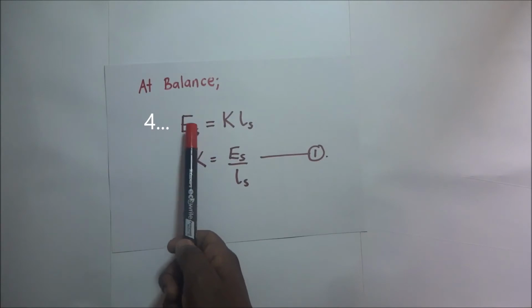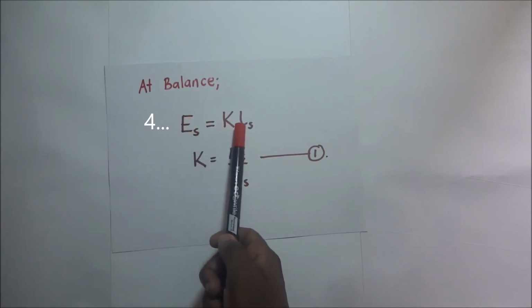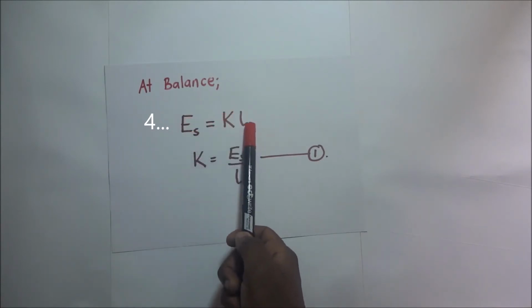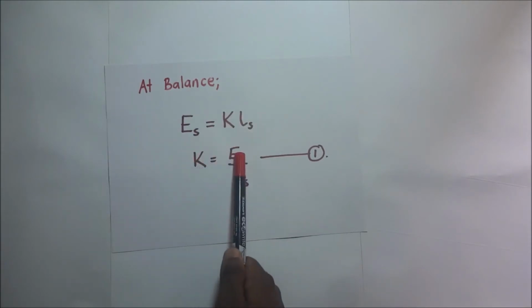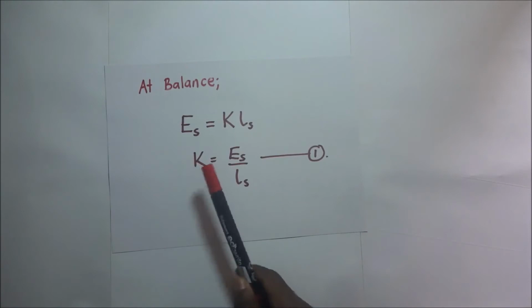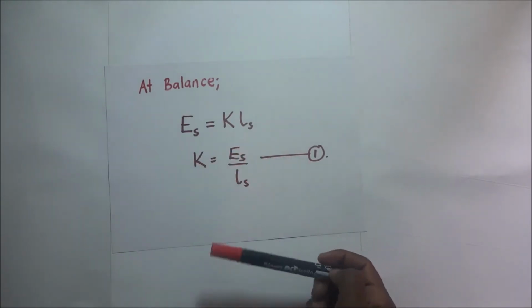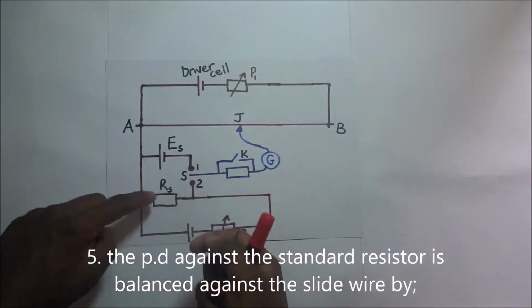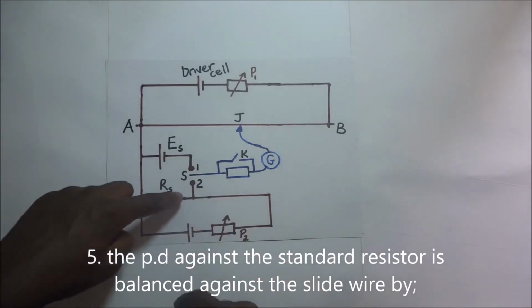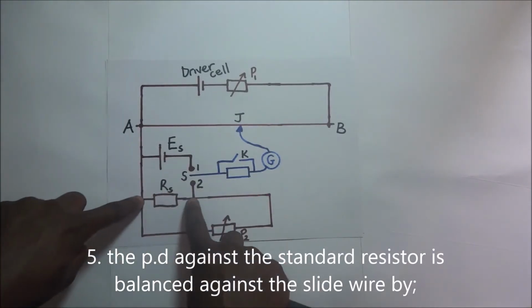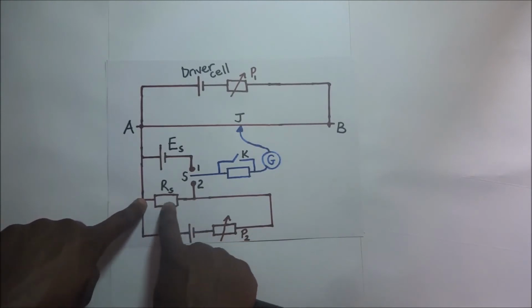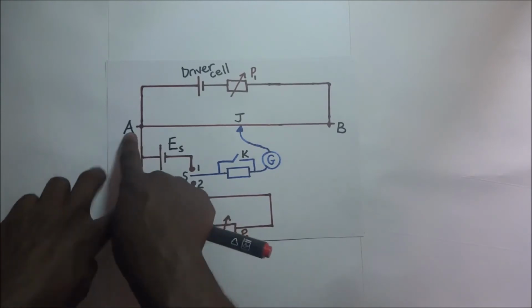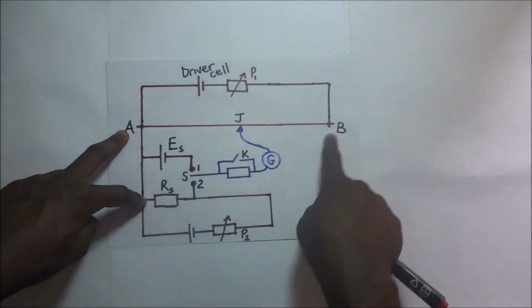That ES, which is the PD, is going to be K, which is the PD per unit length, times the balance length L we got. And when we make K the subject of the formula, K is going to be ES over L. K, therefore, in this case, is the PD per unit length. Now that we've obtained the PD per unit length, we go ahead and balance the potential difference across this resistor, the standard resistor whose resistance we know. We balance it up against the slide wire.